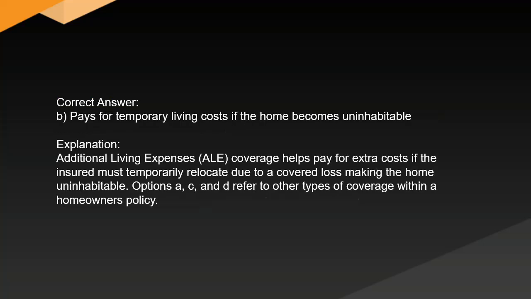Correct answer. B. Pays for temporary living costs if the home becomes uninhabitable. Explanation. Additional living expenses coverage helps pay for extra costs if the insured must temporarily relocate due to a covered loss making the home uninhabitable. Options A, C, and D refer to other types of coverage within a homeowner's policy.